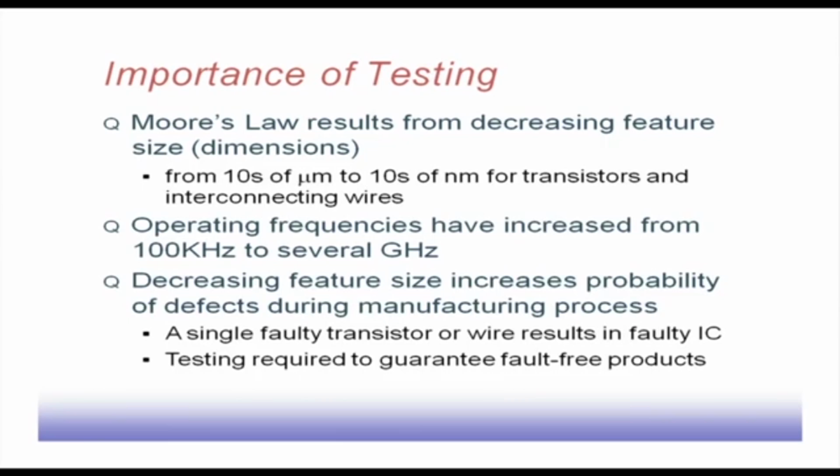A single faulty transistor or wire will result in a faulty IC. If we talk in terms of correctness of the IC, this is the extreme point. A single transistor failing may result in the failure of the IC. A single wire failing may have to be considered a failure of the IC. Of course, there are techniques by which we have fault tolerant designs, but I am not going into that. Apart from that, in general this is true.